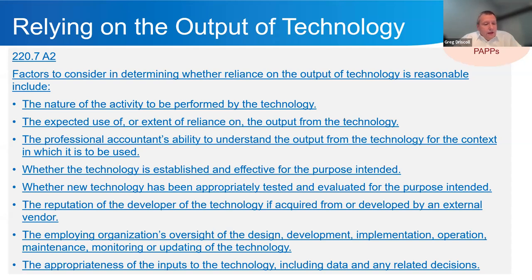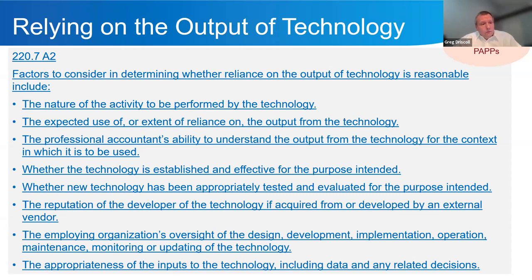A couple I'll point out: the professional accountant's ability to understand the output from the technology for the context in which it is to be used, whether the technology is established and effective for the purpose intended, the employing organization's oversight of the design, development, implementation, operation, maintenance, monitoring, or updating of the technology. So the controls in place at the organization, if you will, around the sufficiency and the effectiveness of the technology that is being relied on. So again, a number of factors to consider.